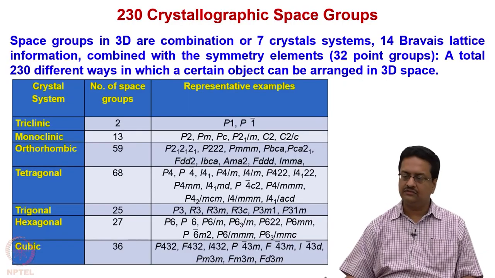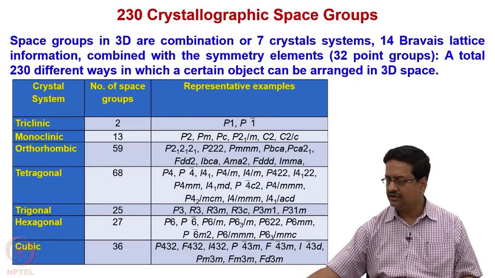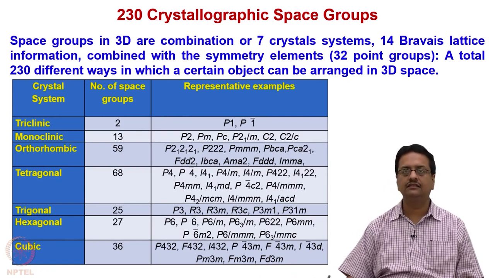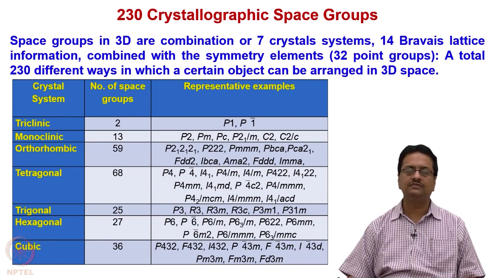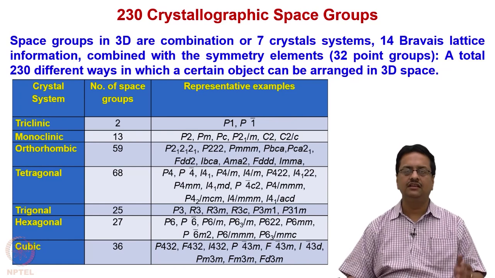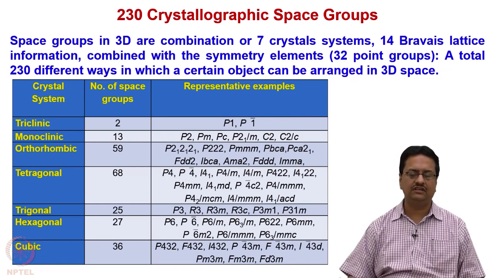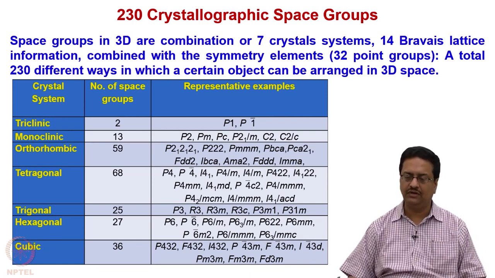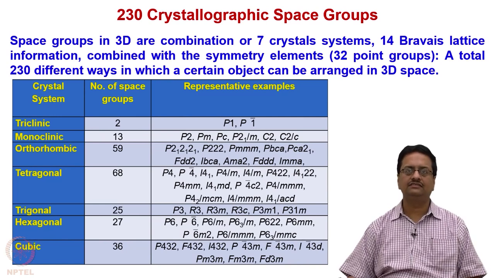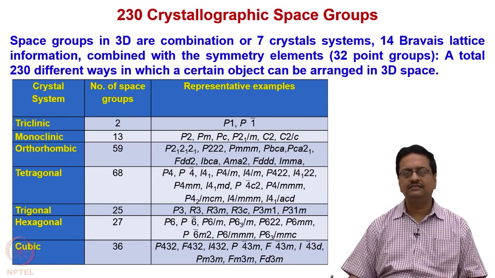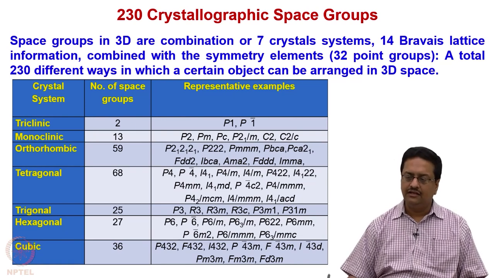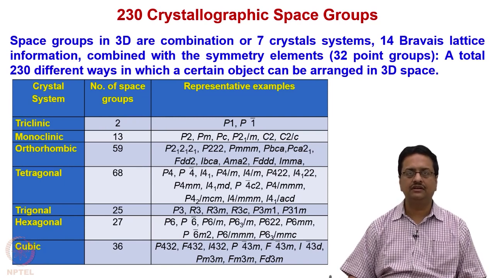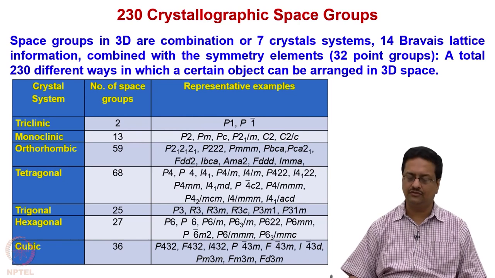So today we are going to start talking about the crystallographic space groups. As we have already indicated, there are 230 crystallographic space groups, and these space groups are the only ways in which objects can be arranged in 3 dimensions following the translational symmetry and all other possible crystallographic symmetry elements. It incorporates all the 7 crystal systems and utilizes the lattice centering of Bravais lattices and incorporates the special crystallographic symmetry elements like different varieties of screw axes, glide planes and so on.